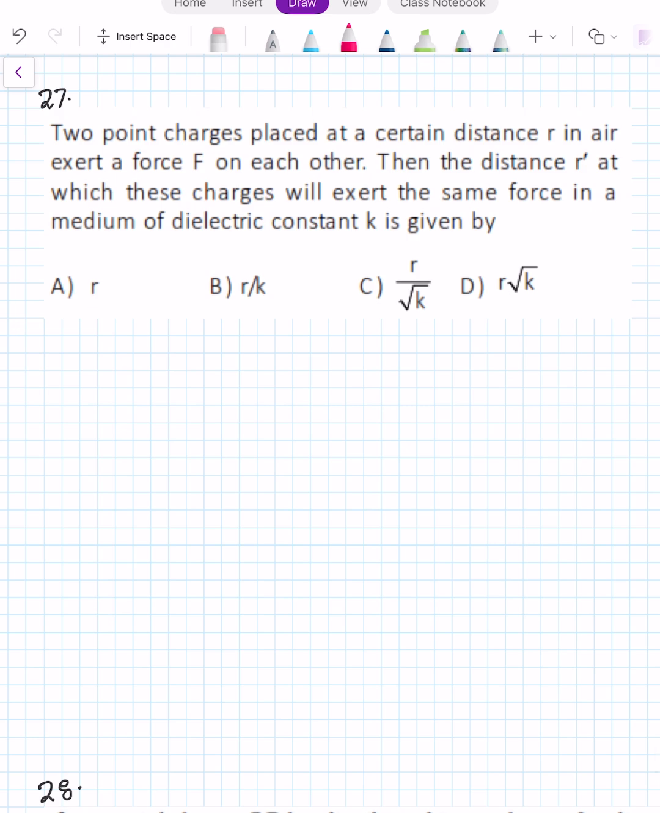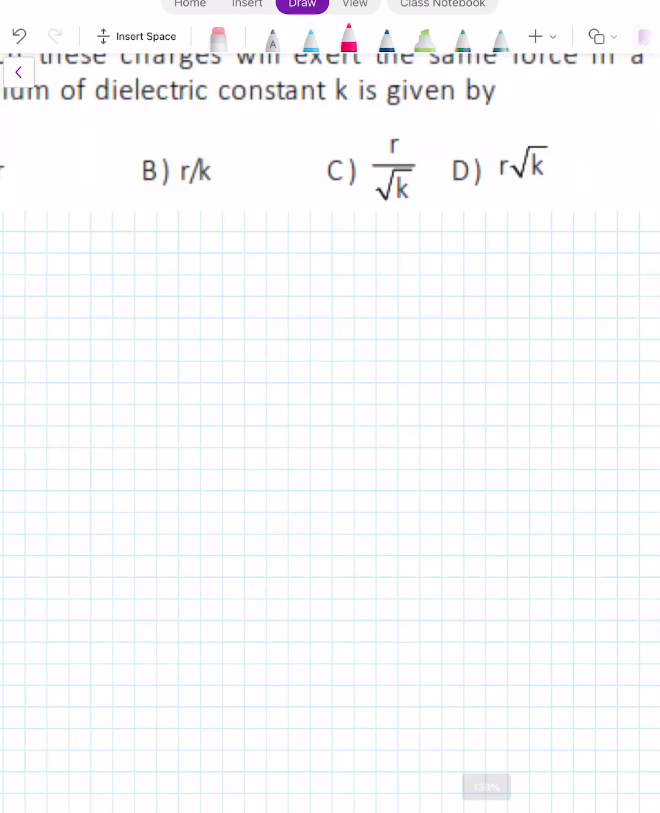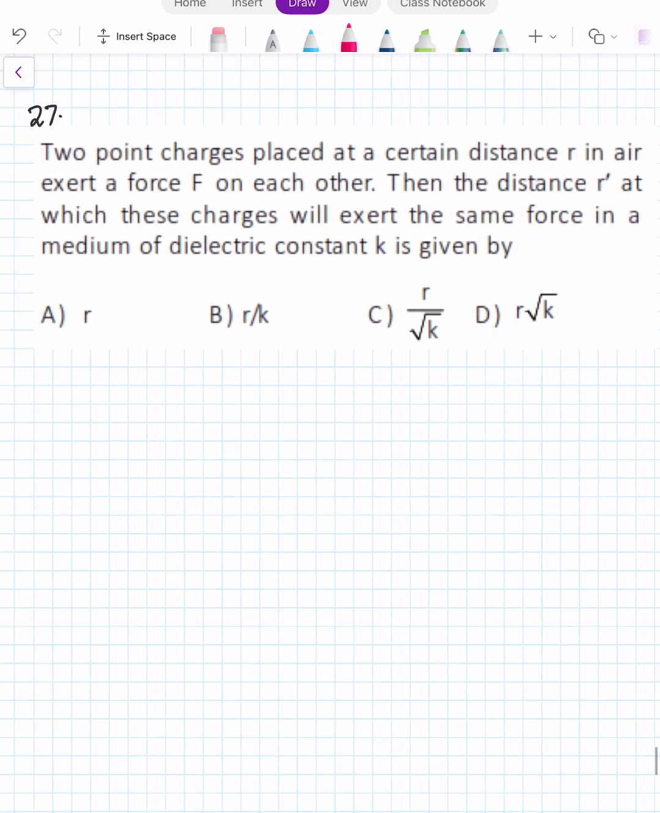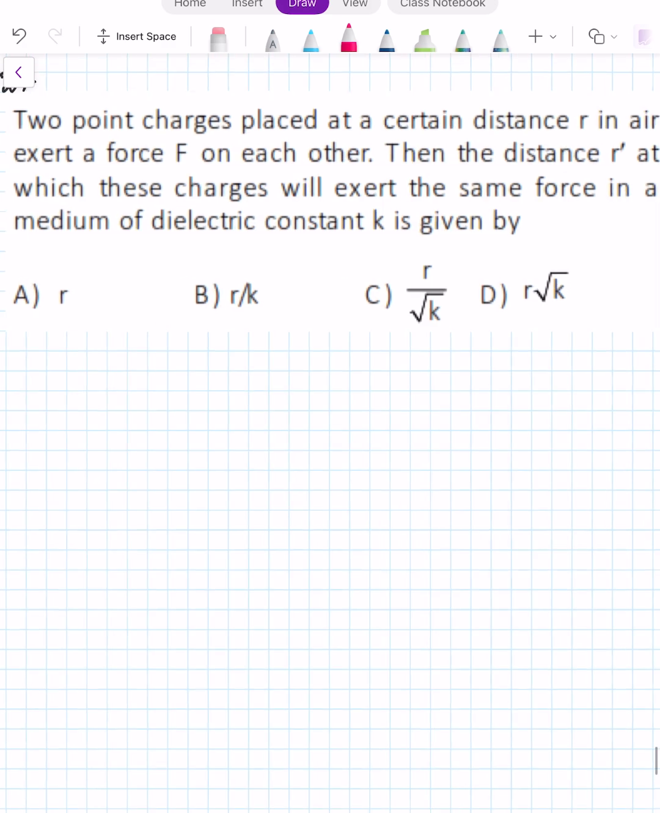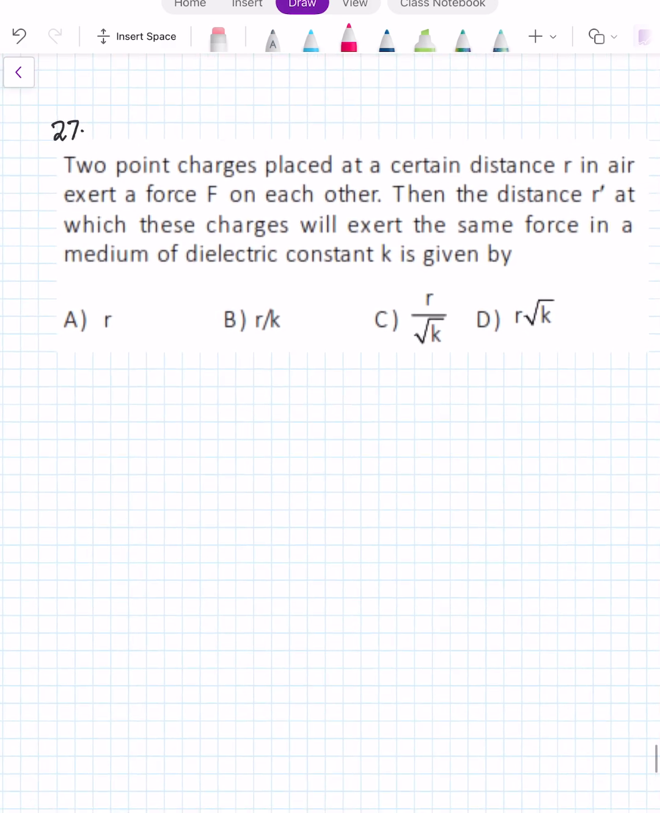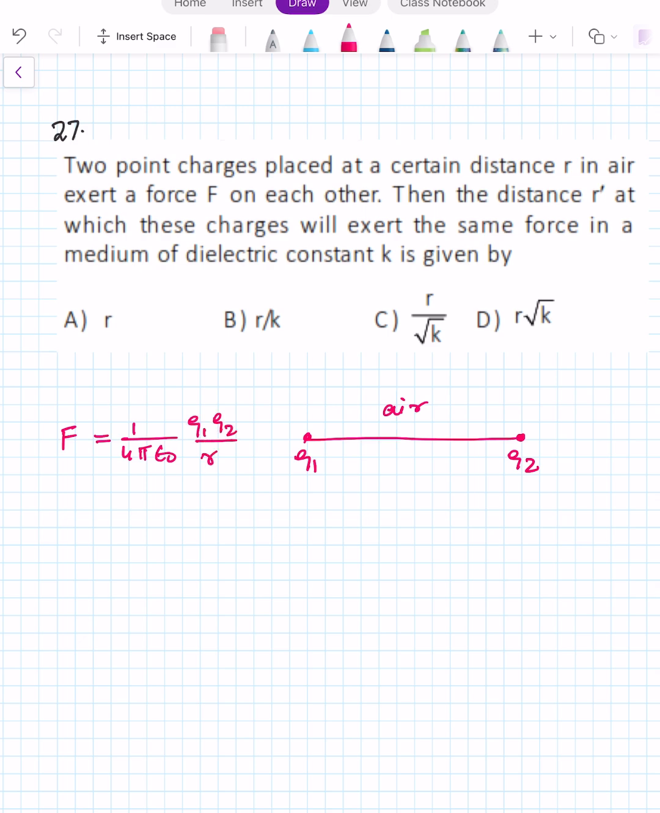It is a slightly different question. Now here it is given two point charges are placed at a certain distance r in air. Two point charges are there, placed at a certain distance apart in air. This is air, say q1, q2. Then they exert a force F on each other. F is equal to 1 upon 4 pi epsilon naught q1 q2 upon r square.